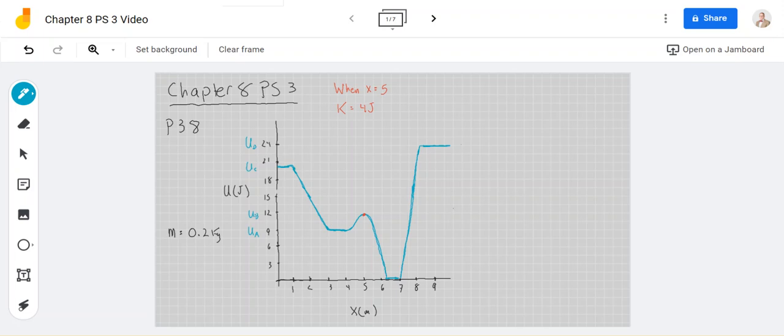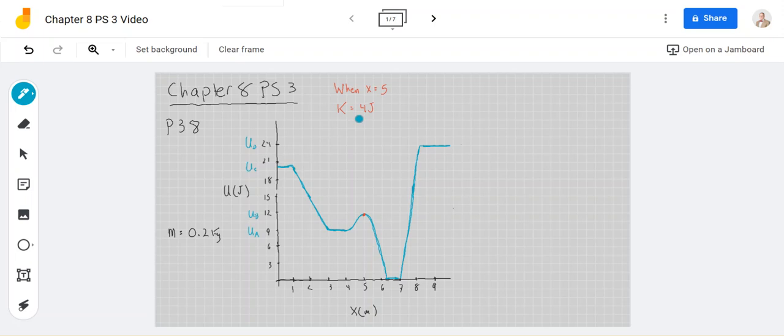It is an even. It says, in the figure, it's a potential energy versus position of a 0.2 kilogram particle. It gives us some reference points. UA is 9, UB is 12, UC is 20, and UD is 24. So at this point right here, when x equals 5, the kinetic energy is 4 joules. And then it asks some questions like, what is the speed of the particle at 3.5 meters?